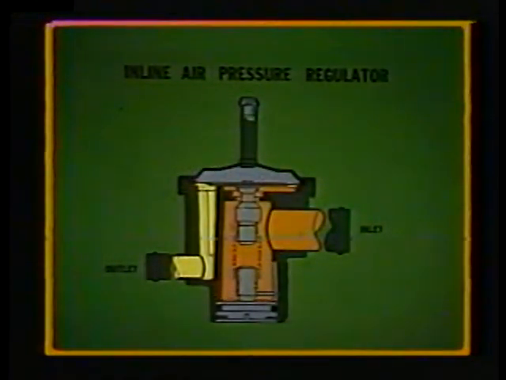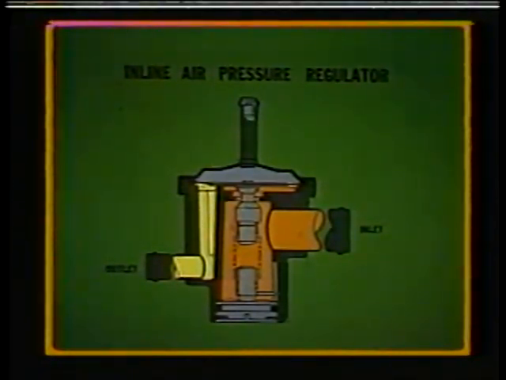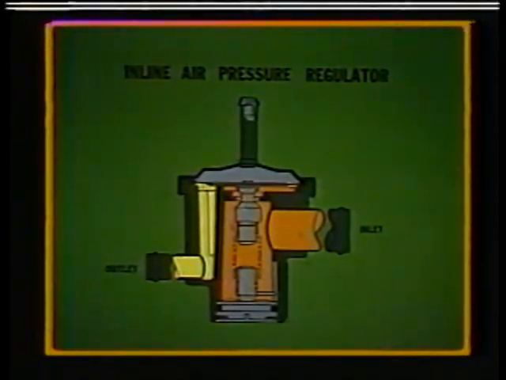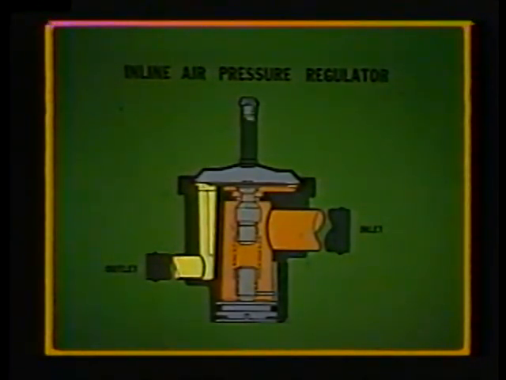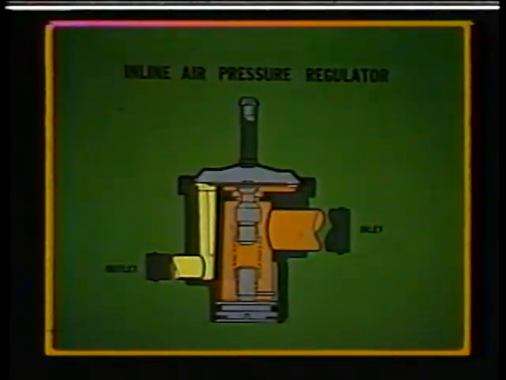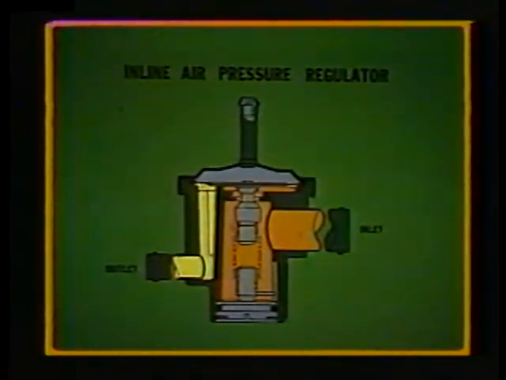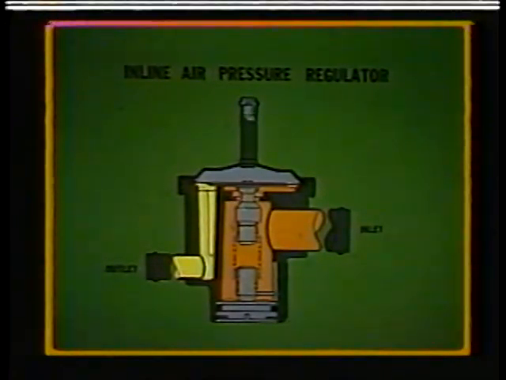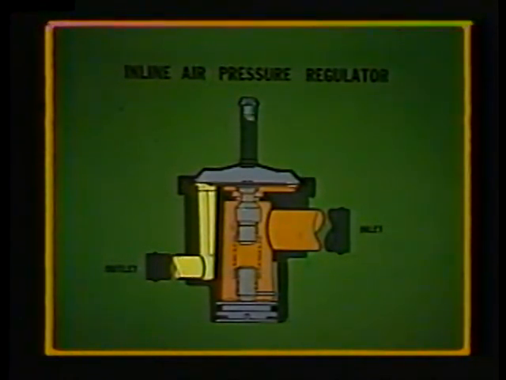Another type of regulator used with dry air is the inline pressure regulator. Here, air pressure tends to seat a ball valve against the action of a spring. If the pressure rises above preset regulator limits, the regulator shuts off the line until the pressure drops. Both types of regulators operate smoothly and quietly.